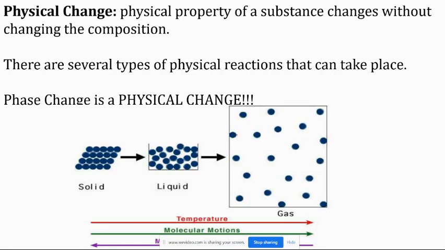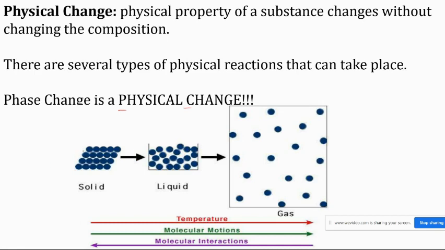All right, physical change then. There are several types of physical changes that can take place. Phase changes are physical changes all day, every day. Do not get that one wrong. They will try to trip you up because you're like, well, ice and water are different. No, the only difference between them is how far apart the molecules are, the attractions between them.